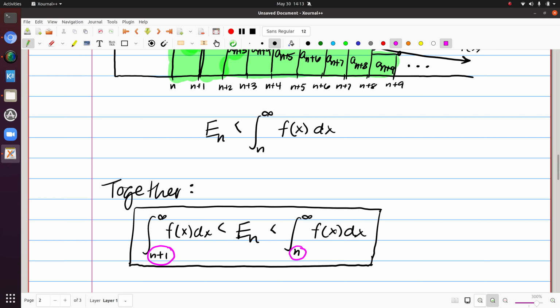I think sometimes people mistakenly switch these because we think of n plus 1 as bigger than n, but notice that this makes sense because there's more area between n and infinity than there would be between n plus 1 and infinity.